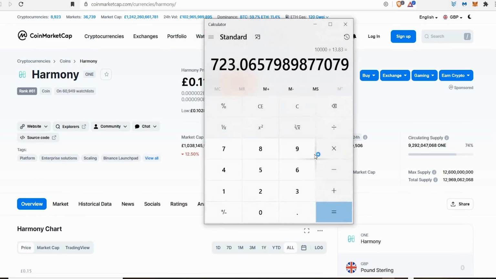Let's take it a step further. What if you had that £100,000 goal? Now, this is life-changing. This is a house!